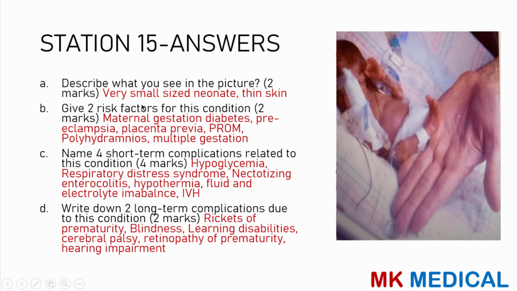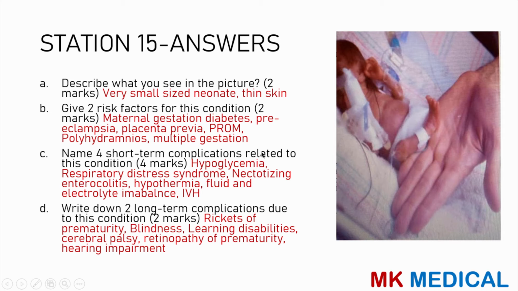Then give two risk factors for this condition. So maternal gestational diabetes, you could have preeclampsia, you could have placenta previa, premature rupture of membranes, polyhydramnios, or multiple gestations. Name four short-term complications related to this condition.